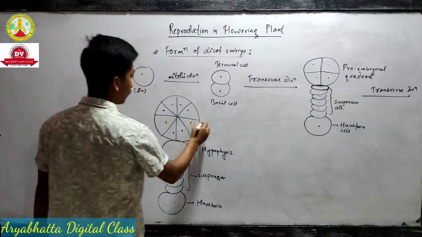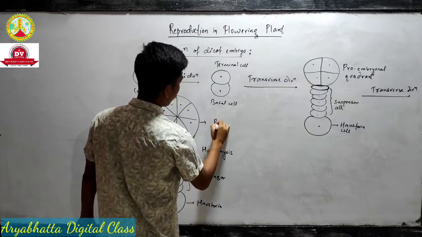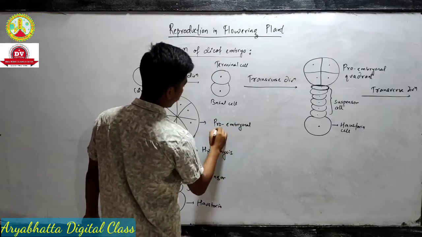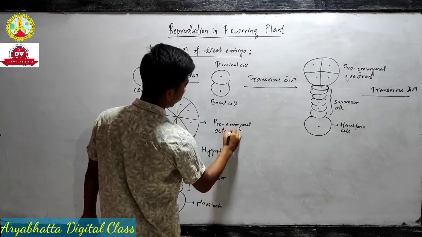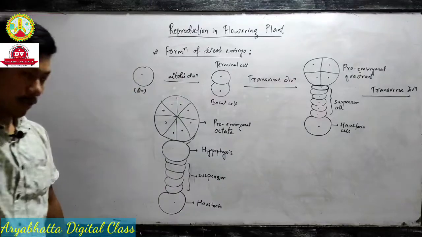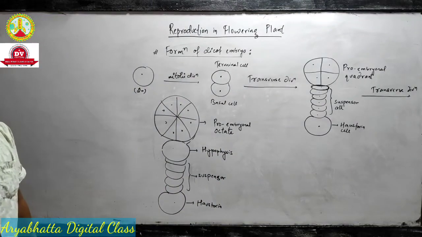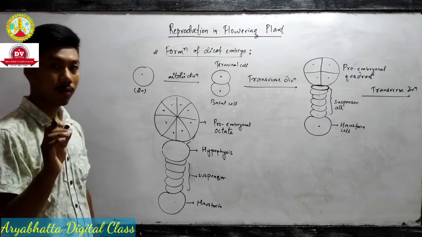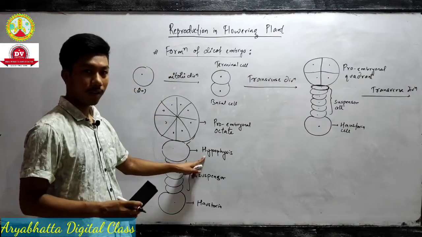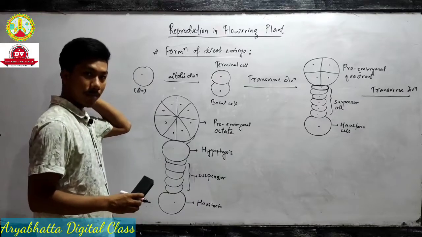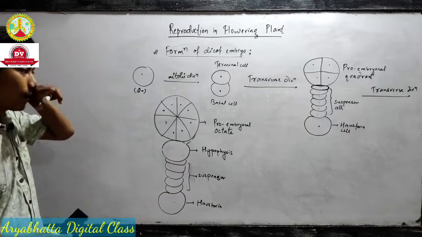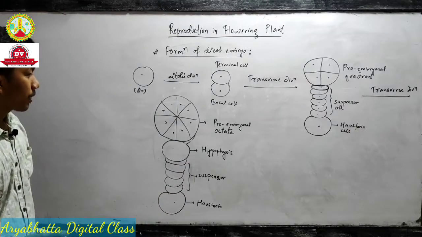Now we will call that cell the pro-embryonal octet. Octet means 8, right? So, the pro-embryonal octet. And the lower region, the uppermost cell which was in contact with the pro-embryonal quadrant, developed into the hypophysis. The rest of the cells are the same: the suspensor is there, and towards the end point of the suspensor we have the haustoria cell, right?